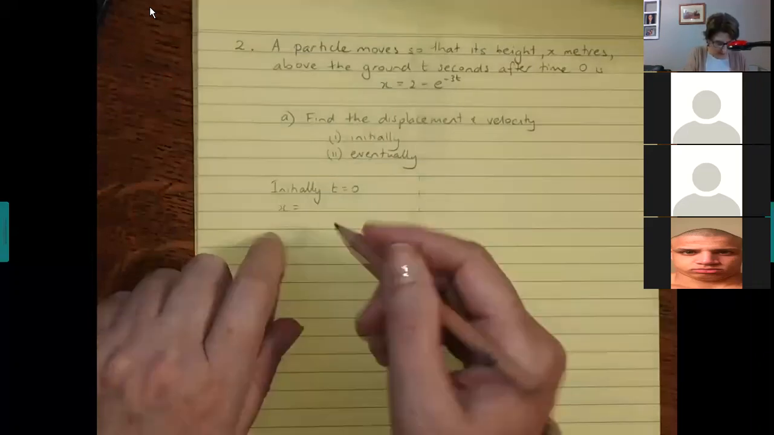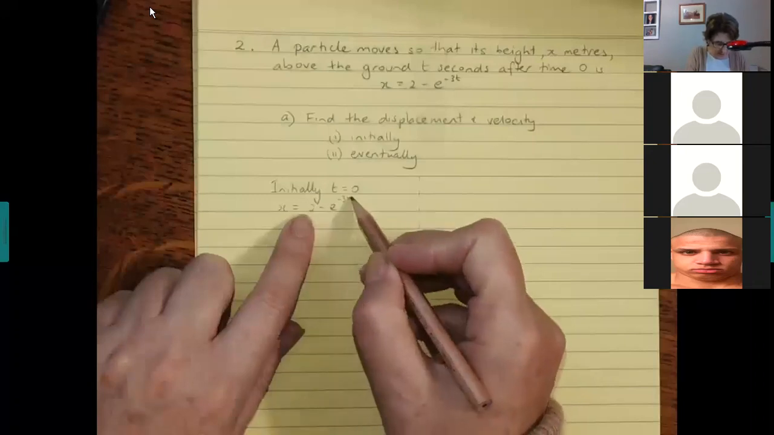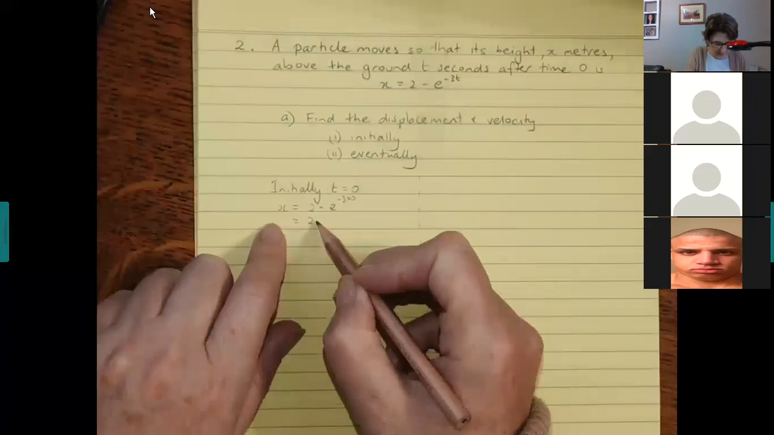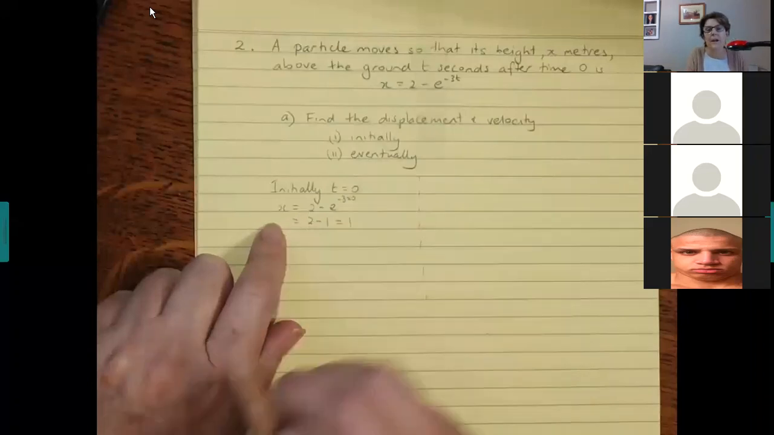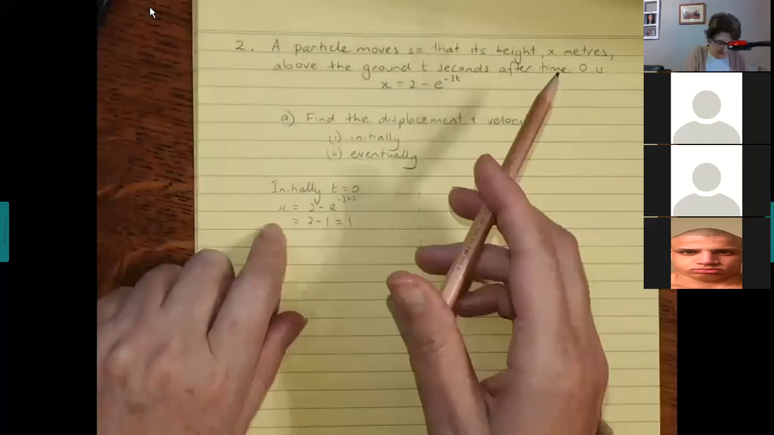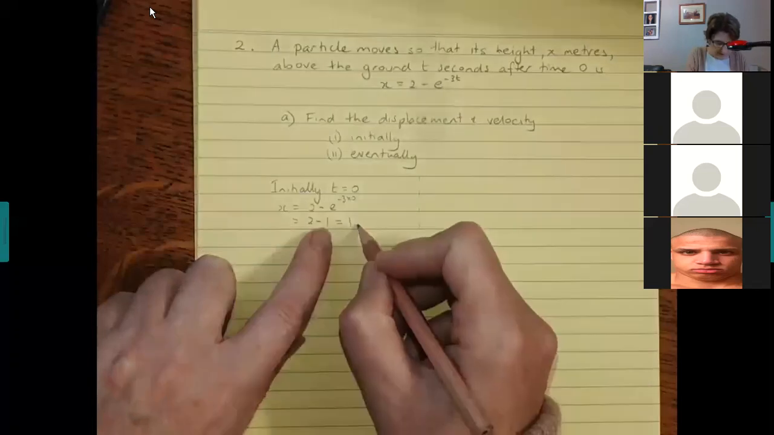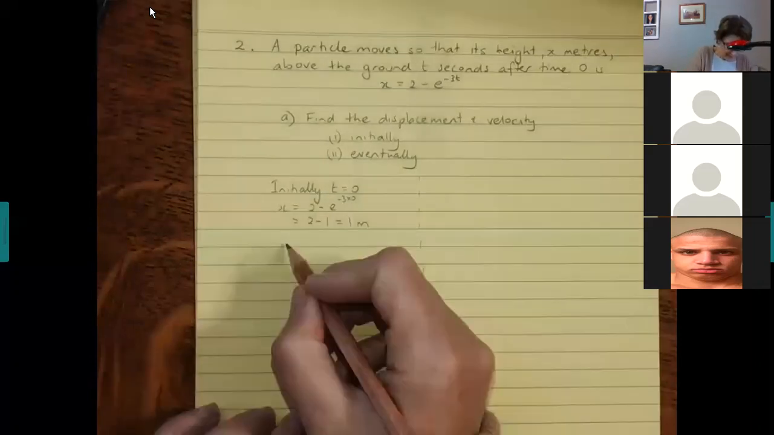But we're just going to go 2 minus e to the minus 3 times 0. So that's 2 minus, that's going to become e to the 0 is 1. So you get 1, okay? And the units, we're up there in meters, so that's going to be 1 meter. But what do we now need to say that means? 1 meter above the ground. Right. So therefore 1 meter above ground.